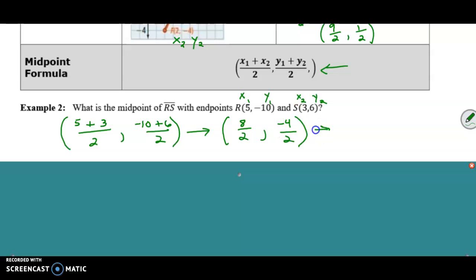But now I need to reduce those fractions. 8 divided by 2 is 4. -4 divided by 2 is -2. And that is my answer. That's my midpoint for that segment.